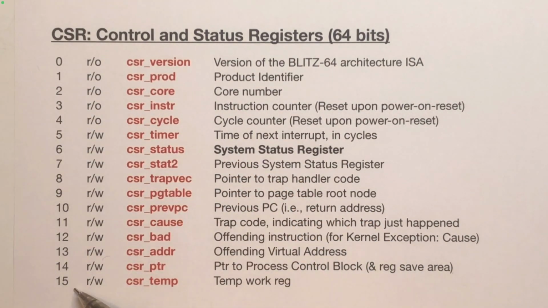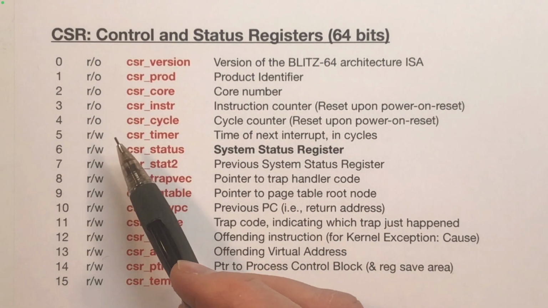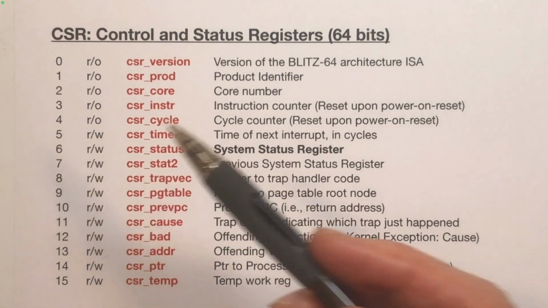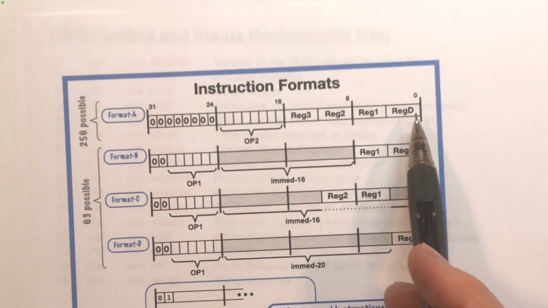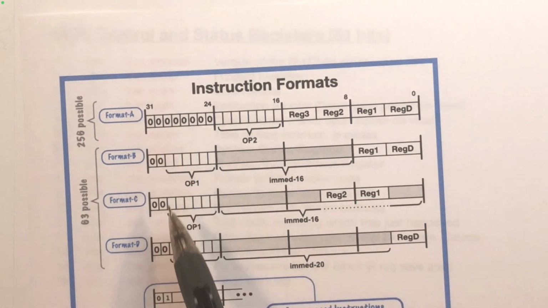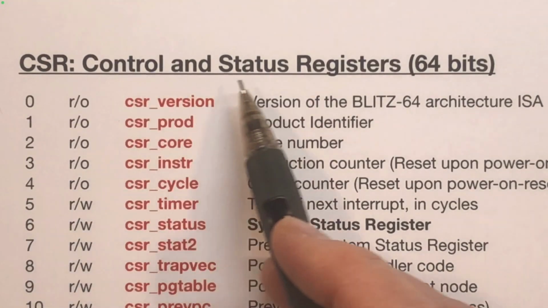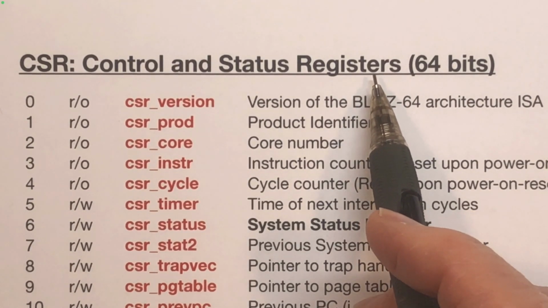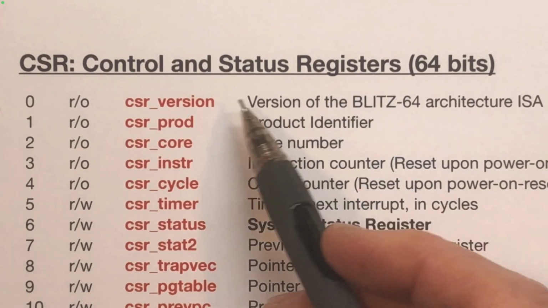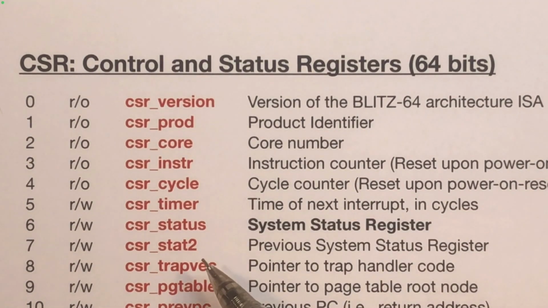Since there are 16 of these registers, they can be encoded with a 4-bit field, and that works nicely with the instruction fields that I showed earlier in these instruction formats. Each of the control and status registers has a different function and slightly different behavior in the hardware. So let's go over these registers one by one.